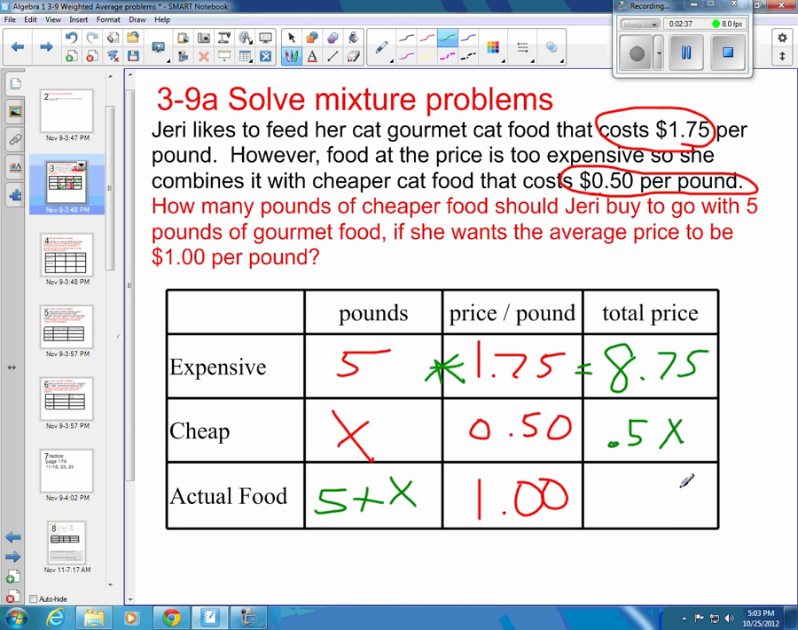And then I get to this last spot down here, and there's two ways I could fill it in. I've got my price of expensive, my price of cheap, and then my actual. So I could be adding straight down to equal that box. Or I can take my pounds times my price per pound and do a multiplication to get to that box. So I've got two ways to get to the same answer.